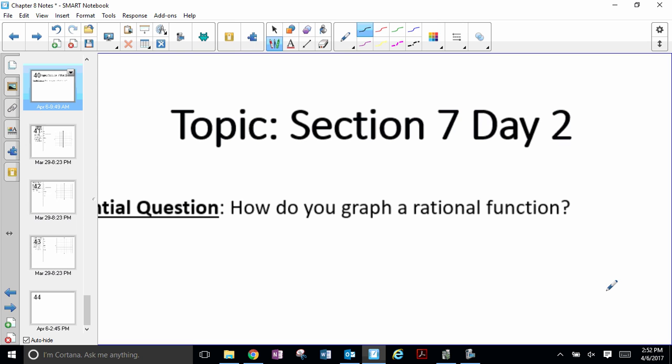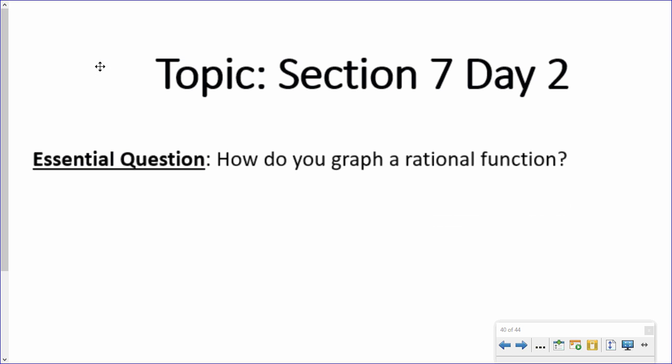All right, so then now we're going to go on to notes. So take out your notes, section 7, day 2, open that up on OneNote, or if you have your hard copy, go ahead and take that out. And your essential question today is, how do you graph a rational function? Now, anytime if you need to pause it, go ahead and let the teacher know so that you can get it paused and be able to copy everything down and write it out.